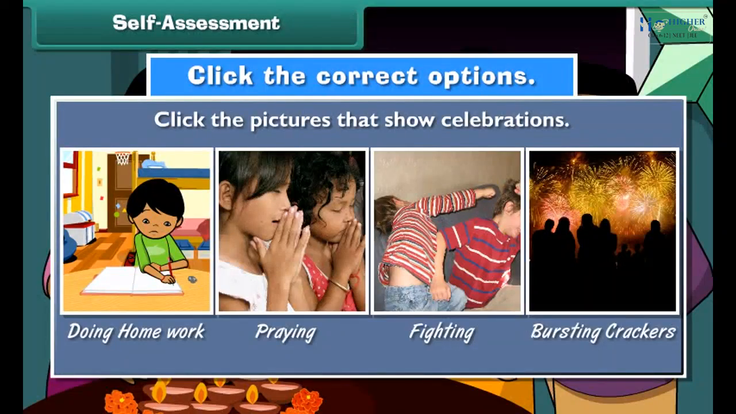Self-assessment. It is time to check your knowledge. Click the pictures that show celebrations.